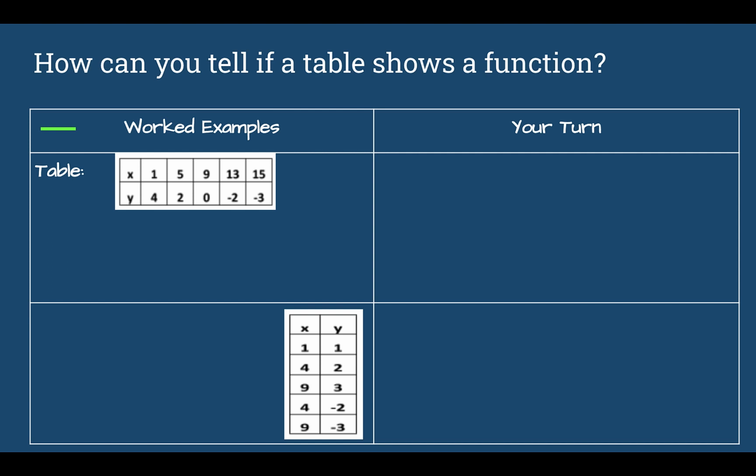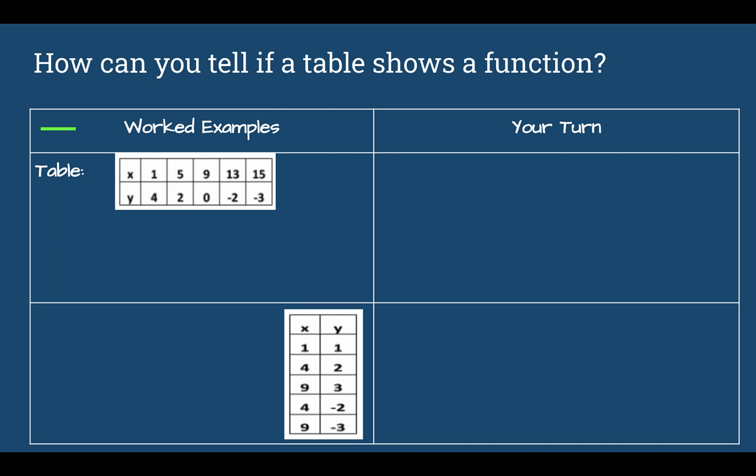So I have two tables here. In the first one, I have my inputs, my x values of 1, 5, 9, 13, and 15. I can tell right now that this is a function because each x only goes to one y. 1 only goes to 4. 5 only goes to 2. 9 only goes to 0. 13 only goes to -2. 15 only goes to -3. And those are the only numbers that are part of this table. So that table would show a function.